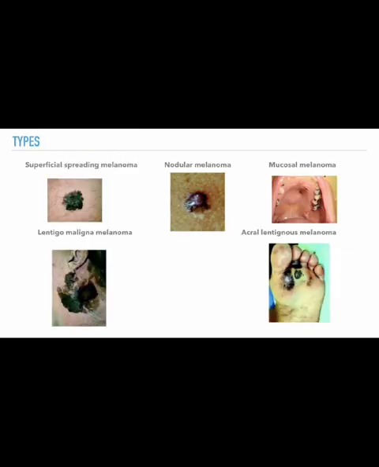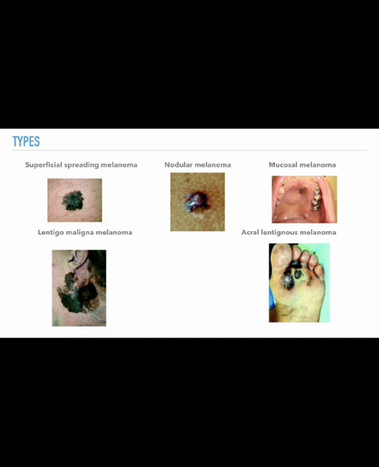So, let's see the types. We have 5 types: superficial spreading melanoma, nodular melanoma, mucosal melanoma, lentigo maligna melanoma, and acral lentiginous melanoma. Superficial spreading melanoma is the most common melanoma. It occurs in the superficial region and spreads outwards.